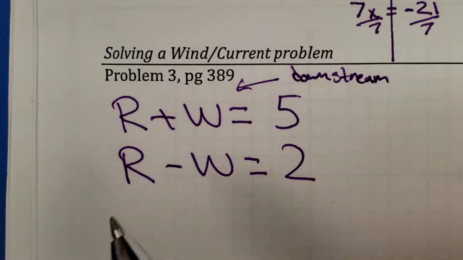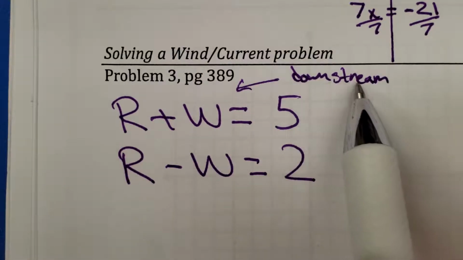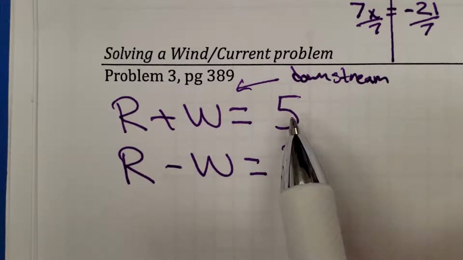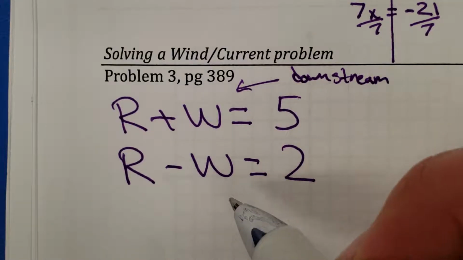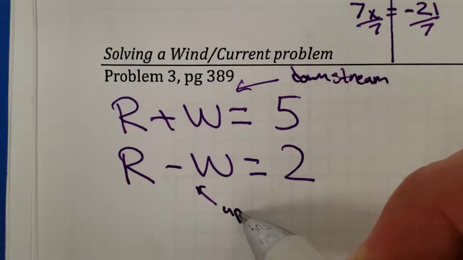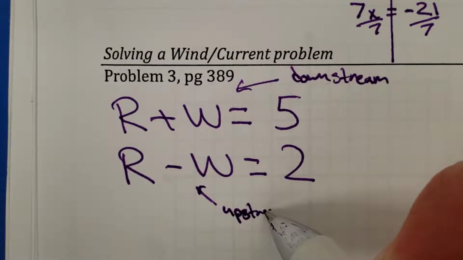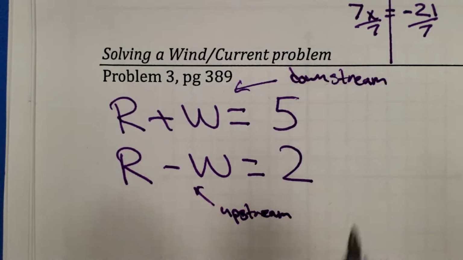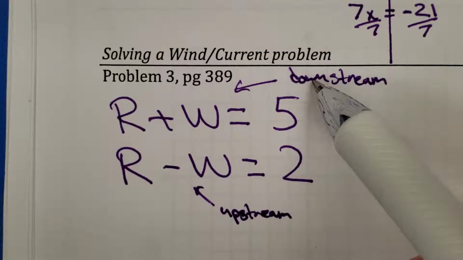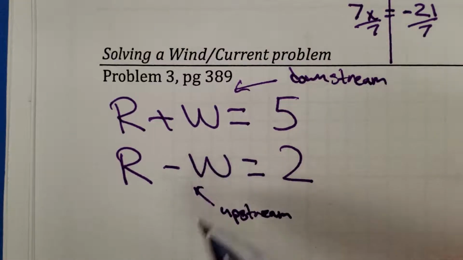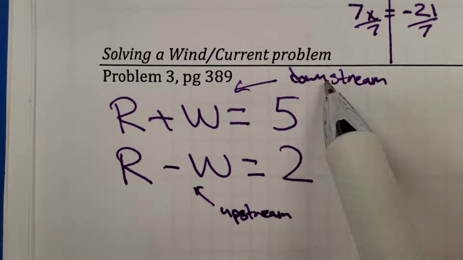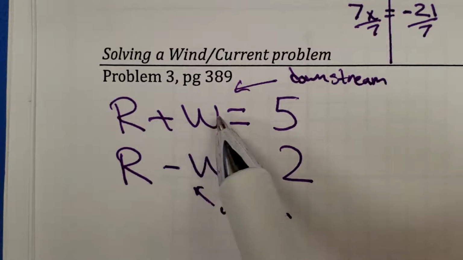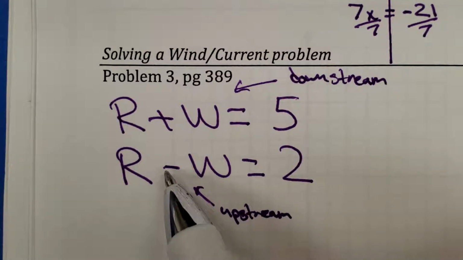So it says when the person's rowing downstream with the water, they were going 5 miles per hour. When they're going upstream, if I can spell, there we go. Upstream, that's actually when they're going against the water. So it's kind of confusing because down you think negative, up you think positive, but you've got to think about what you're doing. Downstream is when you're going with the water. Upstream is when you're going against the water.